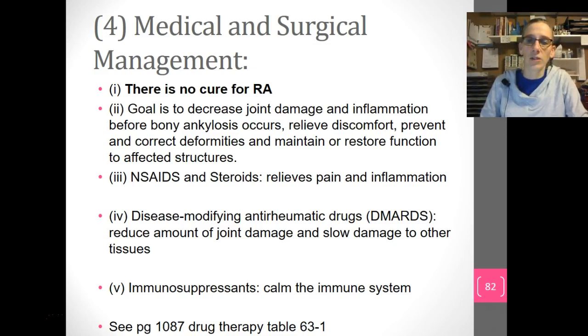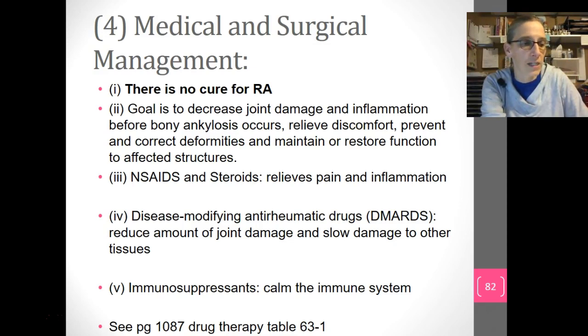NSAIDs and steroids are used to relieve pain and inflammation. Treatment goals include decreasing joint inflammation before bony ankylosis occurs. We will also use disease-modifying anti-rheumatic drugs, so DMARDs. I'm sure you went over that in Pharm. These reduce the amount of joint damage and slow damage to the other tissues.